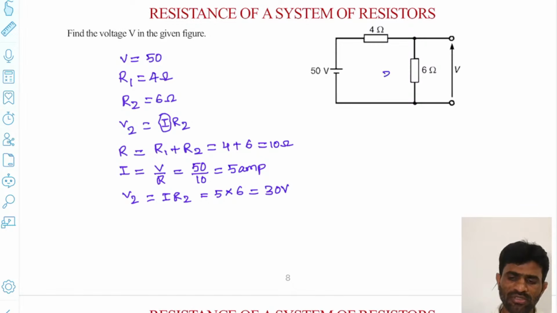Here it is 30 volts. So what is V1? Can anyone tell me what is V1 then? Potential difference across 4 ohms is what? What is potential difference across 4 ohms now? R is 10. Okay, good. R is 10, I is 5. Correct. So now tell me potential difference across 4 ohms.